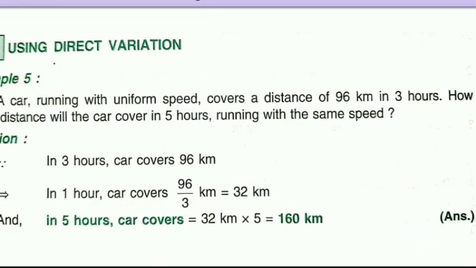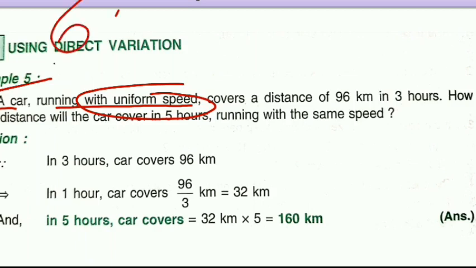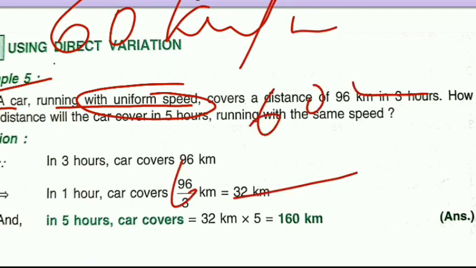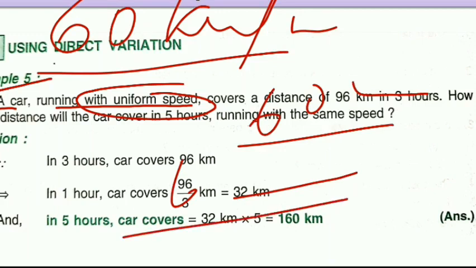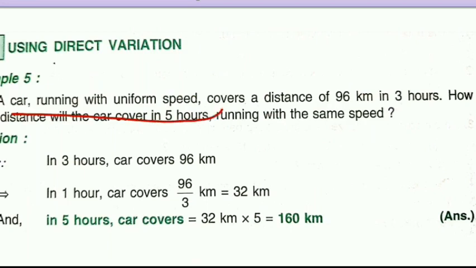So we have understood this. Now, some examples using direct variation. Example 5: a car running with uniform speed. Uniform speed means the same speed, which is not going to vary. Suppose the car is running at 60 km per hour, and after 2 seconds also 60 km per hour. It means it is not going to change. All the time it is running at the same speed, so we can say the car is running with uniform speed.